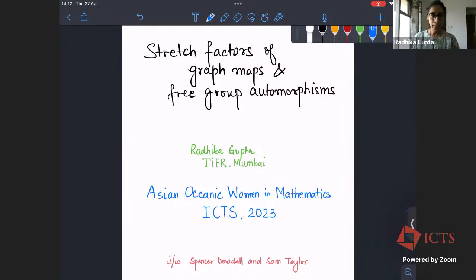So today I would like to tell you about, actually I'll start talking about surface homeomorphisms. So that's where my motivation will come from. Then I will talk about free group automorphisms, and then I will boil my problem down to some graph maps. Okay, so let's start.